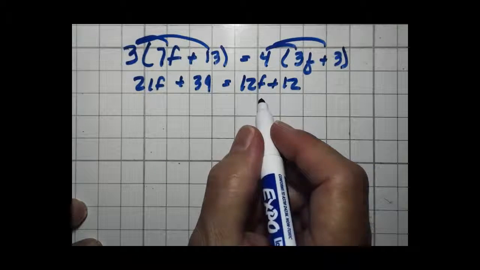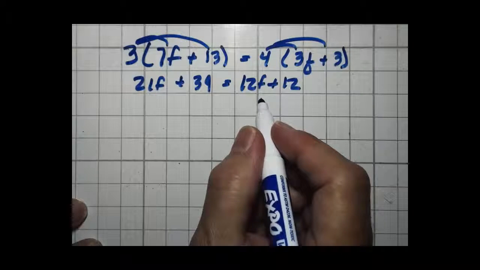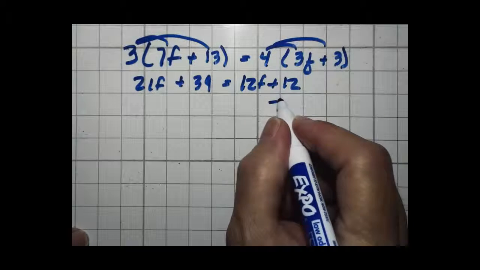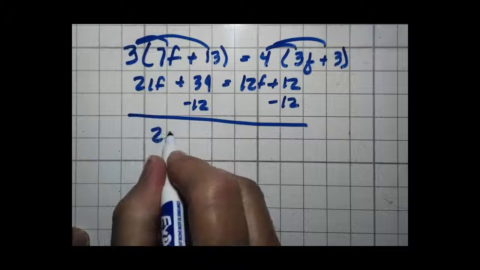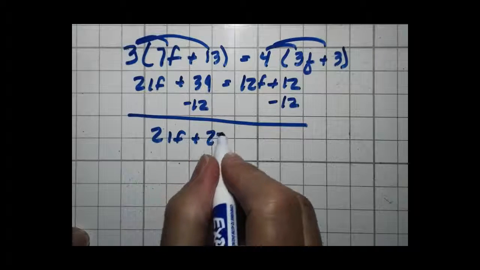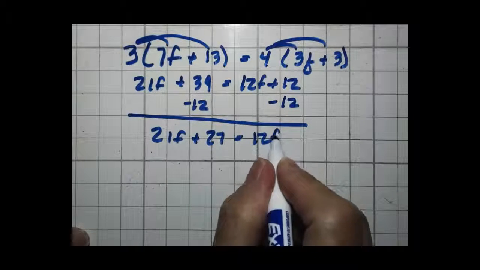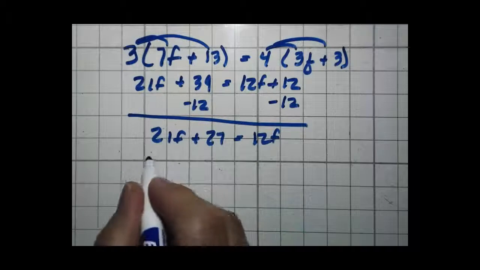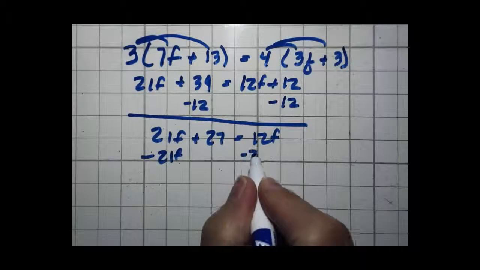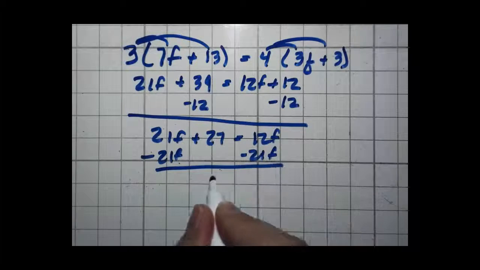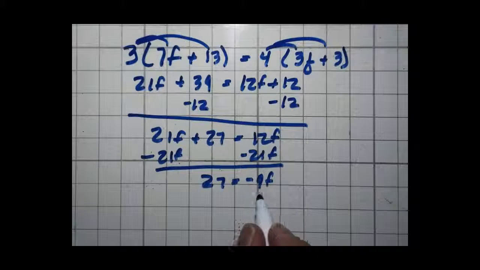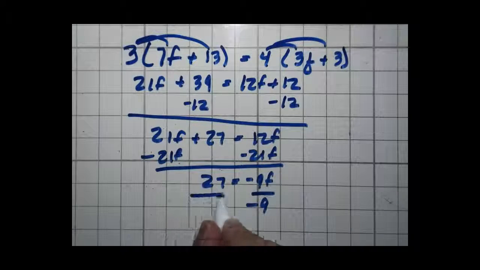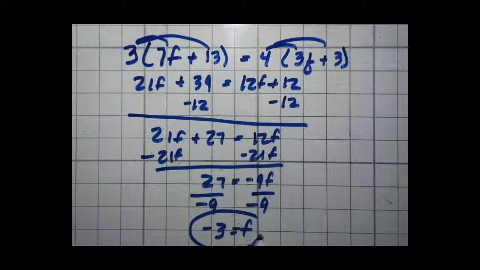And now I'm going to solve the problem just like before. So let's subtract 12 from both sides. And I get 21f plus 27 equals 12f. Subtract 21f from both sides to move all the variables to one side, and I end up with 27 equals negative 9f. To get the f all by itself, I'm going to divide by negative 9. 27 divided by negative 9 is negative 3, and that's your answer.